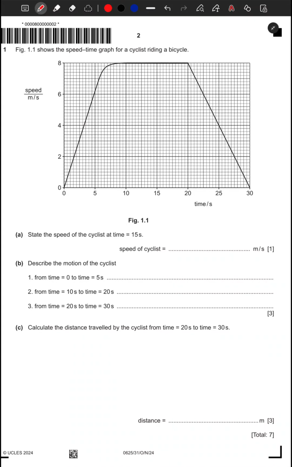Okay, let's look at this revision. Physics. Question 1 says figure 1.1 shows the speed time graph of a cyclist riding a bicycle. State the speed of the cyclist at time 15 seconds.